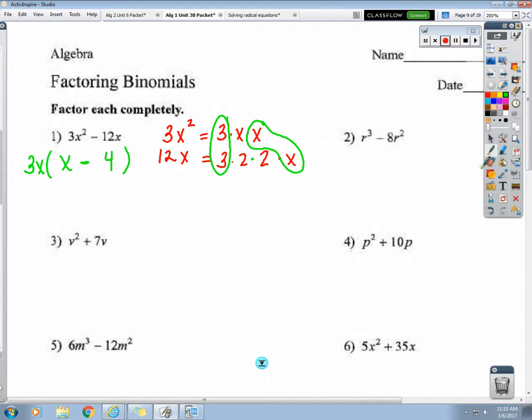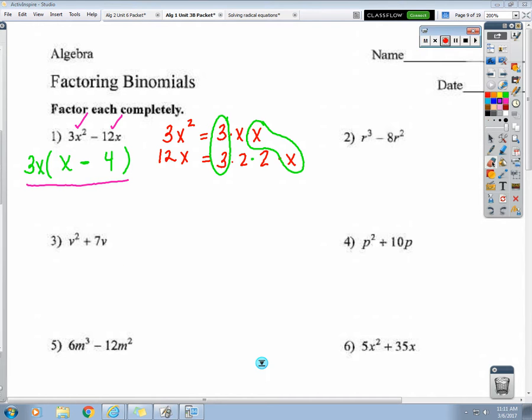It's factored. Now, the way you can quickly check to make sure you have done it right is distribute it back out in your head. 3x times x is 3x squared. 3x times negative 4 is negative 12x. So that's how you know you have factored it correctly.